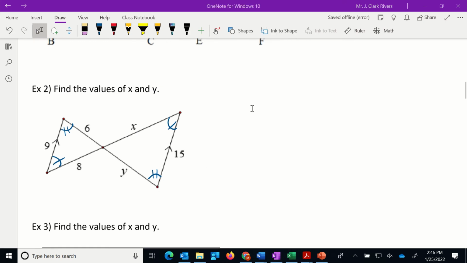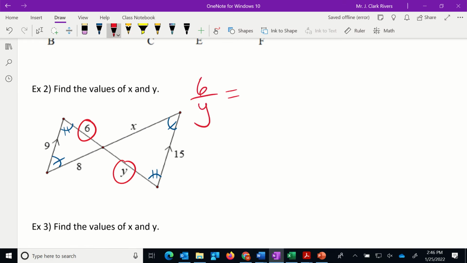All right, let's take a look here. So 6 is between the 2 tick mark angle and the vertical angle. So it corresponds to what? Yeah, 6 and y are corresponding. So we'll say 6 over y is equal to, all right, so I did left over right, left triangle over right triangle. 8 is the side between the 1 tick mark angle and the vertical angle. That corresponds to x. X is the side between the 1 tick mark angle and the vertical angle.